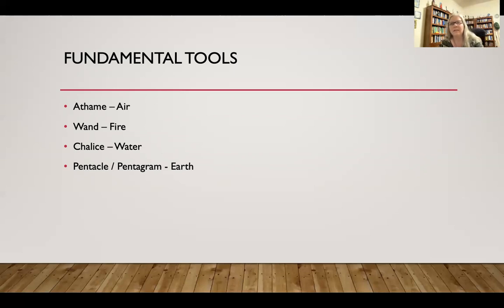The chalice is water, and typically it's a goblet chalice. The pentacle is usually wooden, sometimes metal, a round disc that has the circle with the five-pointed star in it. And that is earth. So those are the ones that you would use. Now, traditionally, we do things like casting circles with either the athame or with the wand, but you can actually do it with any of those.